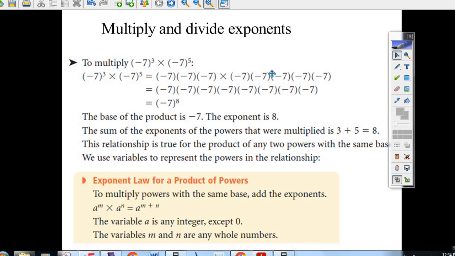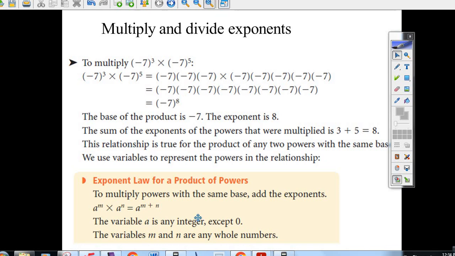Now you don't need to look at all this and think about all this. There's a law. And all you have to do, if you have multiplied two things and you have the same base, you can write down the base and add the two little exponents on top, and you'll get the right answer every time. There is a thing you're not allowed to do.